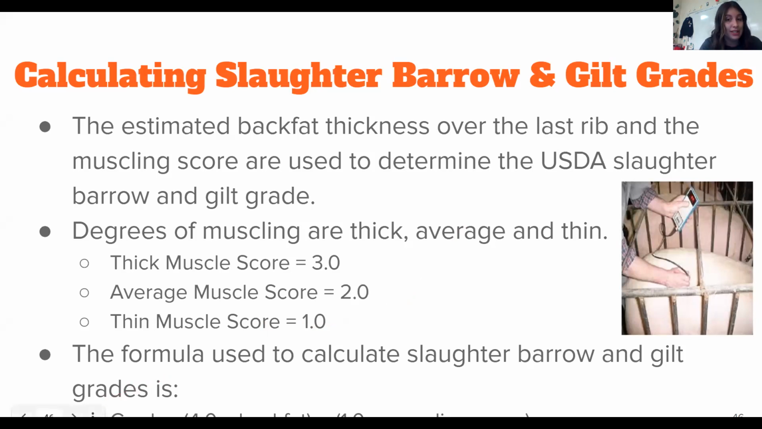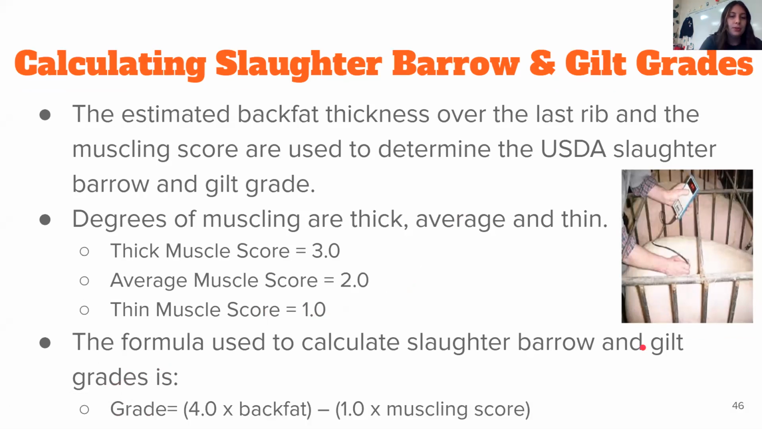So like I was saying, producers can use this formula that we have right here at the bottom to try to guesstimate and figure out what their pig's grade will be. The 4.0 and the 1.0 that we have right here are set numbers. They will never change. It is like PEMDAS. Parentheses will always be first.